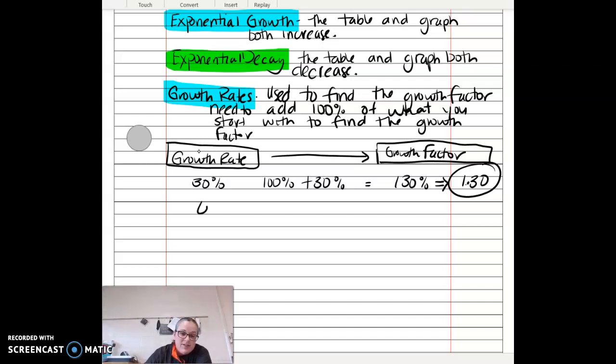Same thing, if I gave you 6%, I need the 100% of what we started with plus the 6%, which gave us 106%, which then is 1.06. That would go into our equation. So the growth rates are needed to find the growth factor. And if I have the growth factor, they gave you the growth rate, vice versa. So we also talked about yesterday decay rates, or rate of decay.